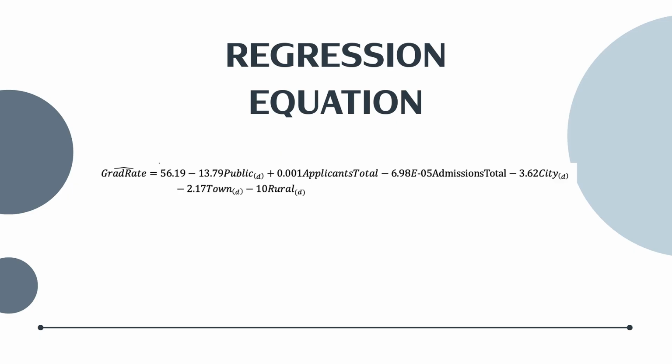The coefficient for public institutions is negative 13.79, meaning public schools are associated with graduation rates about 13.8% points lower than private institutions, holding all other factors constant. For size-related variables, applicants' total has a small positive effect, indicating that schools with more applicants tend to have slightly higher graduation rates. In contrast, admissions total has a small negative coefficient, suggesting that higher admission counts, often reflecting less selectivity, are associated with lower graduation rates.